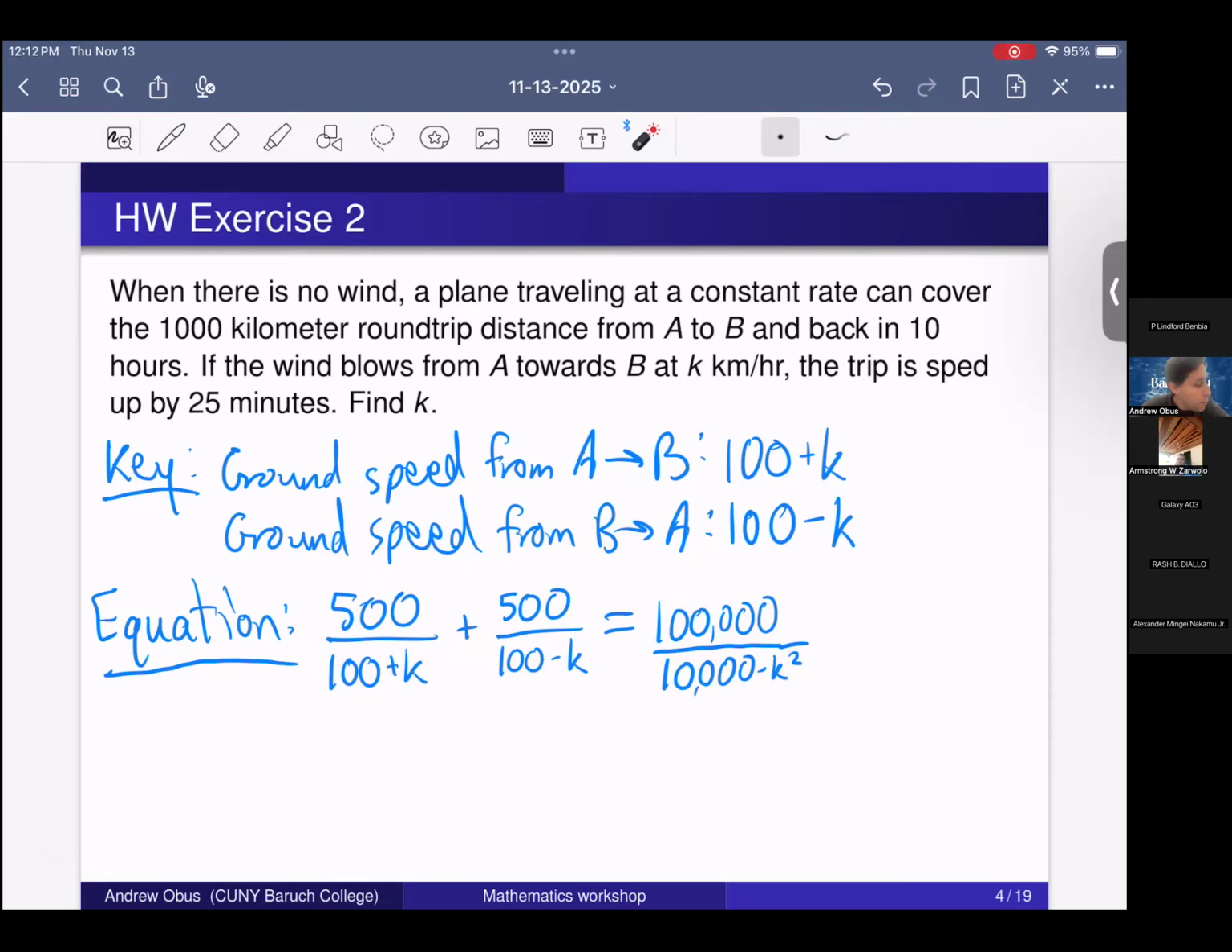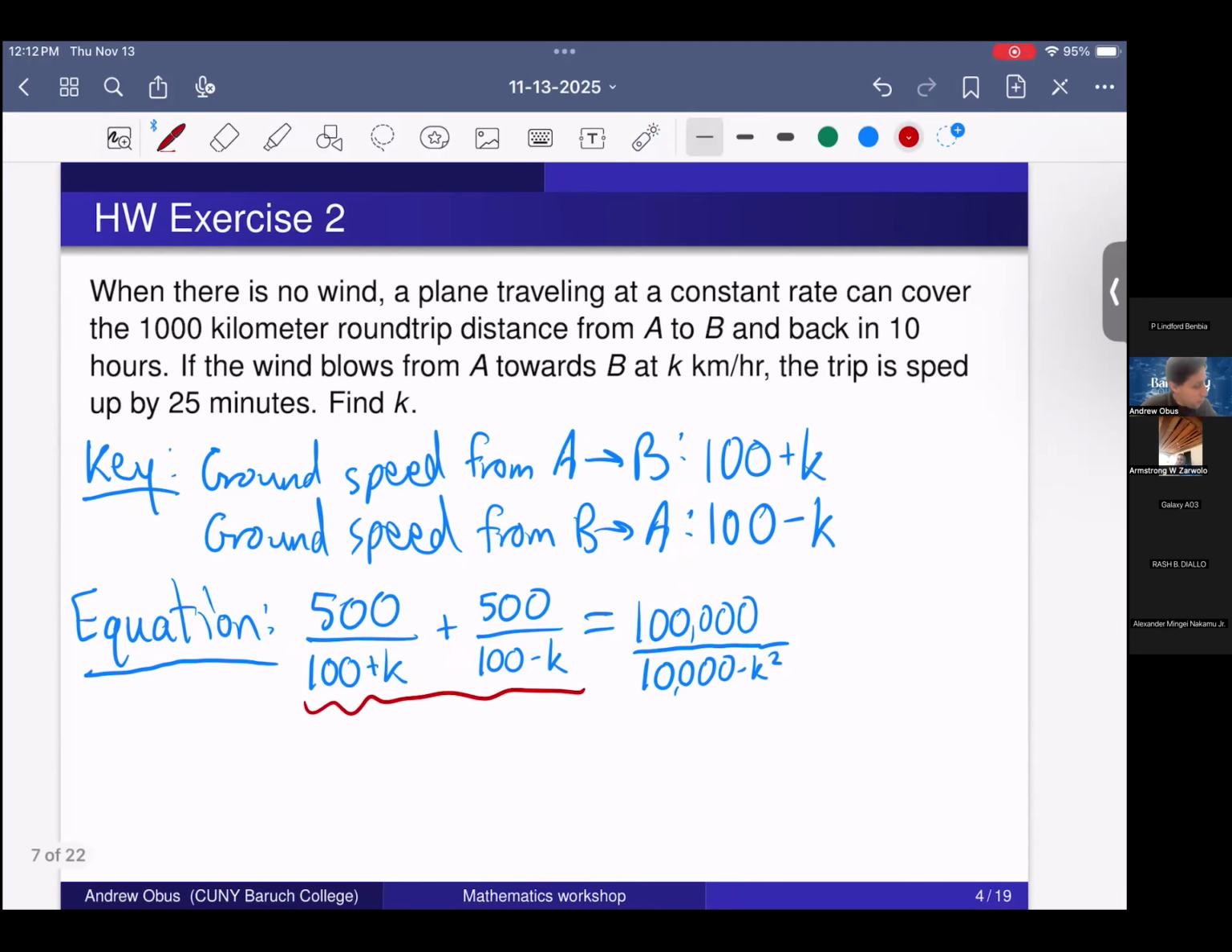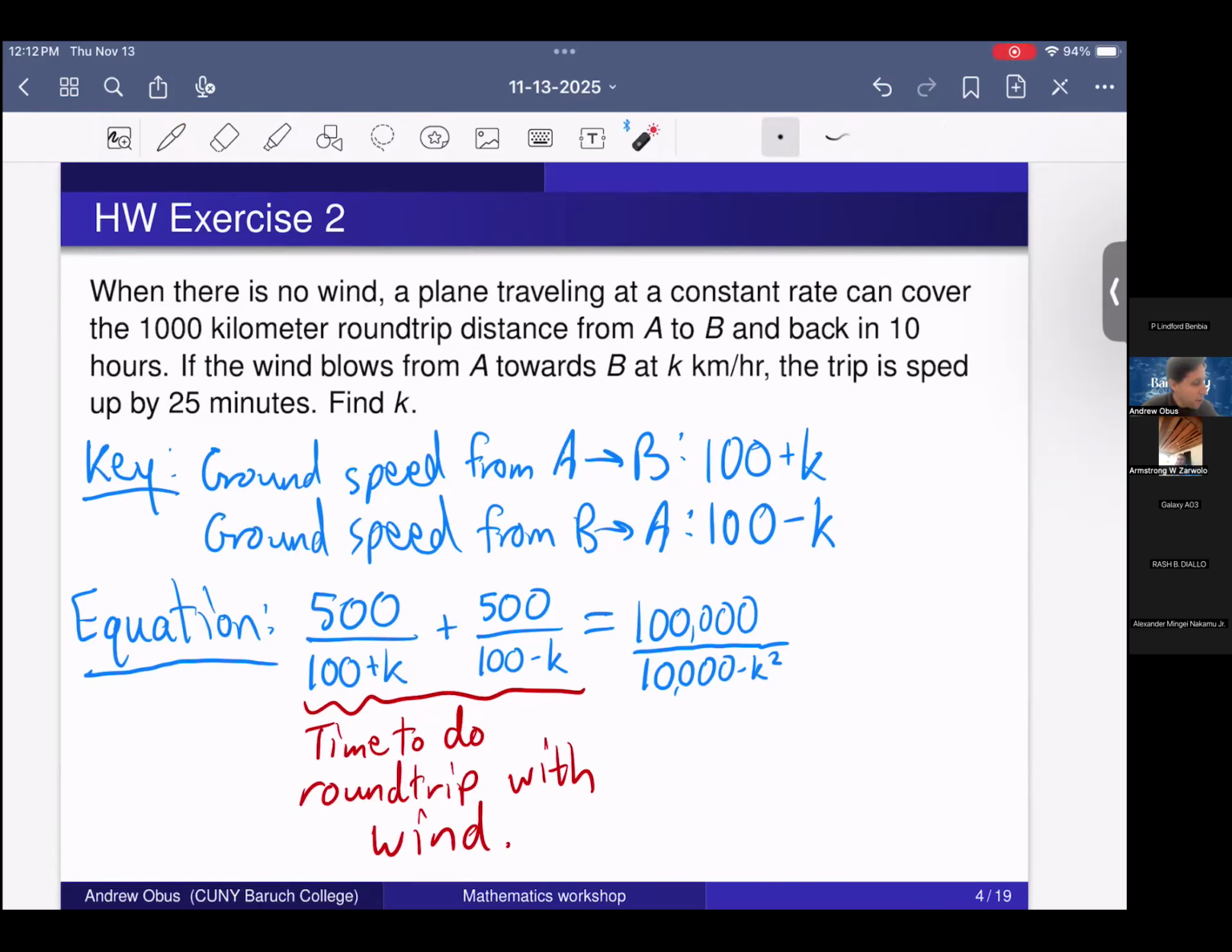So this side over here is correct, and we want to know what this side represents. This is the time to do the round trip with the wind. Because we have 500 divided by 100 plus k, that's the time to get from A to B. And this is 500 divided by 100 minus k, that's the time to get from B to A.